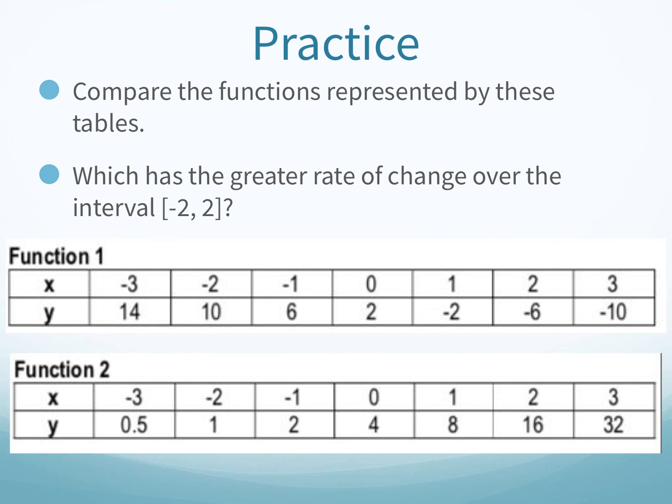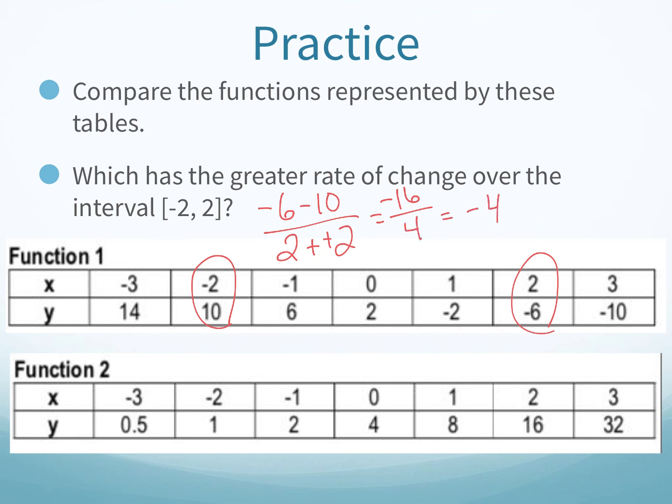One more question. We're going to compare the functions represented by these tables. So I have function 1 and function 2. Which has the greater rate of change over the interval [-2, 2]? So, let's look at this first one. -2, 2 is this interval right here. So remember, it's change in y divided by change in x. So I have -6 minus 10 over 2 minus -2. -6 minus 10 gives me -16. 2 minus -2 is plus. So this is just -4 is my rate of change there.